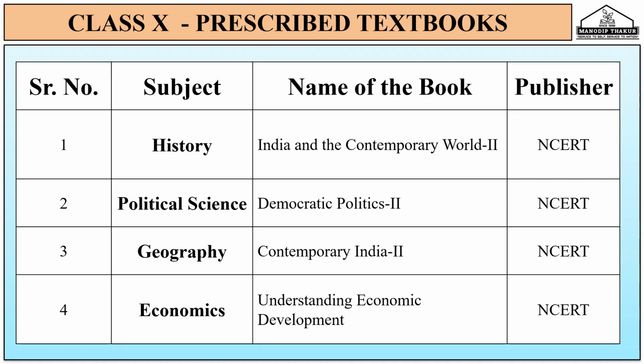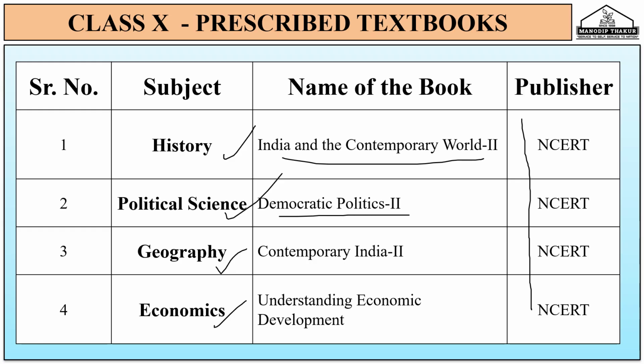Let's start with the textbook which we are going to have. For class 10 we have the NCERT textbook only. In the social science subject for class 10, there are a total of 4 subjects: history, political science, geography and economics. In history, the name of the book is India and the Contemporary World Part 2; political science, Democratic Politics Part 2; geography, Contemporary India Part 2; and economics, Understanding Economic Development.